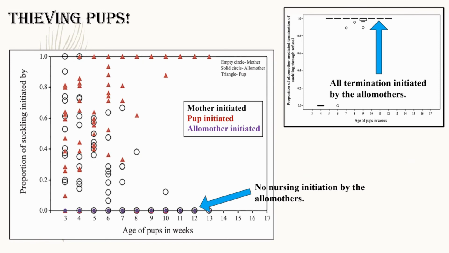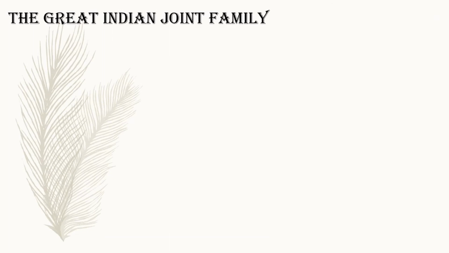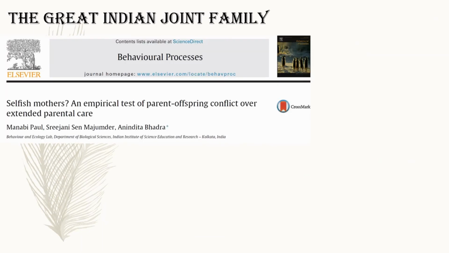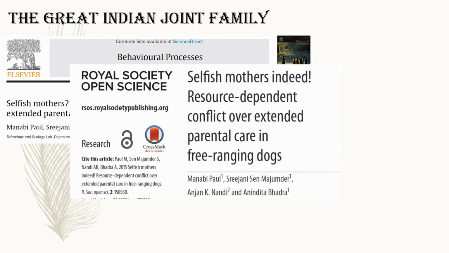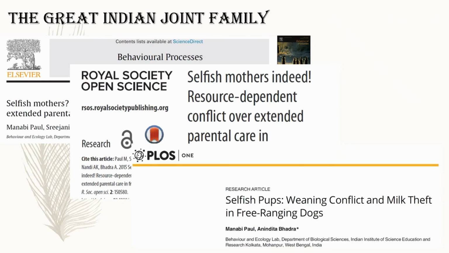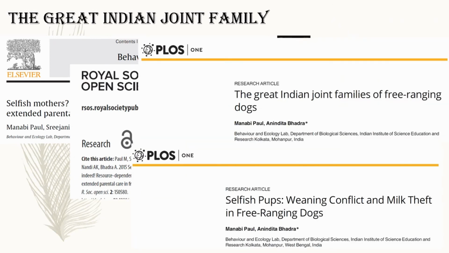So we actually got a major kick out of publishing a paper titled The Great Indian Giant Families of Free-Ranging Dogs. And we reported selfish mothers, really selfish mothers, selfish puppies, and the giant family system where everybody is trying to help each other.